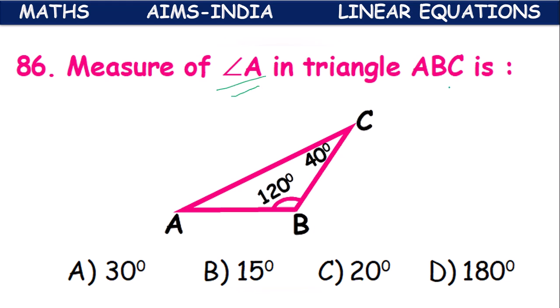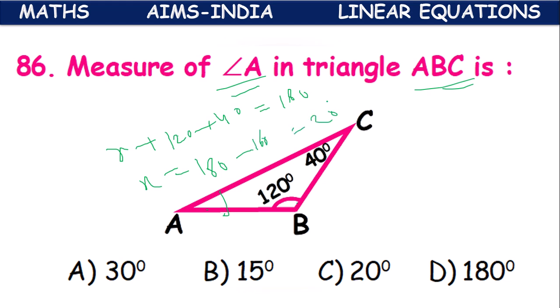Measure of angle A in triangle ABC. In triangle ABC, sum of 3 angles 180. Angle A we don't know. Let it be X plus 120 plus 40 equal to 180. So then X equal to 180 minus 160, which is equal to 20 degrees.